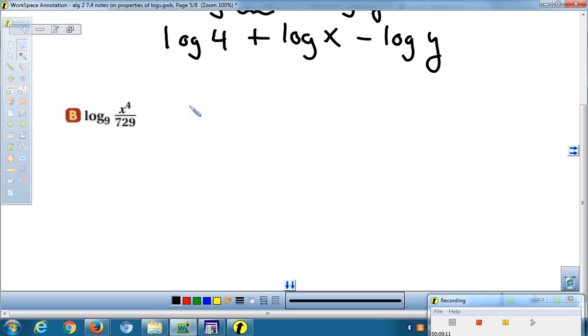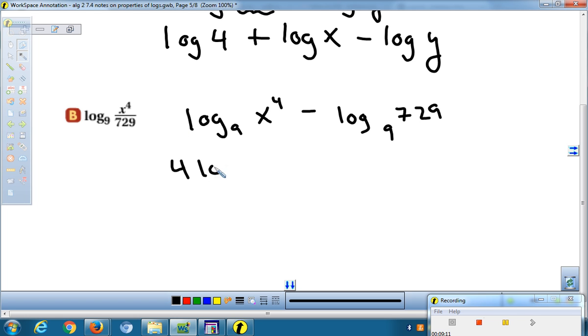All right, so we have, for this one, log base 9 of x to the 4th over 729. Let's take care of the division. Good. You know what? I see that exponent. That can come down in front. So 4 log base 9 of x minus log base 9 of 729. Yep. All right. So now that 729 can be taken further.